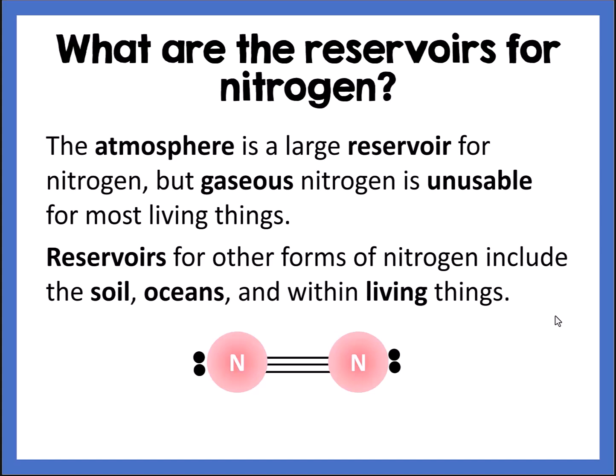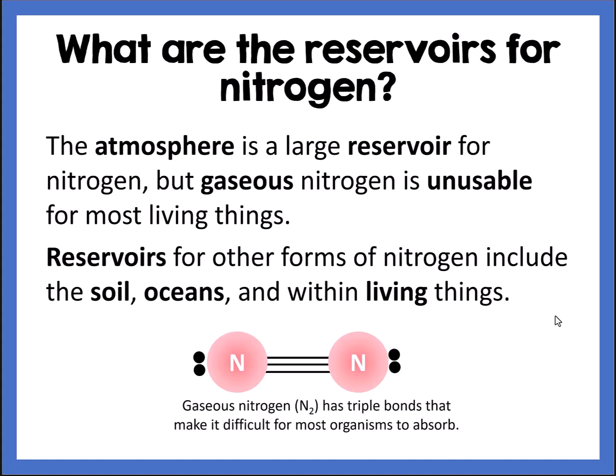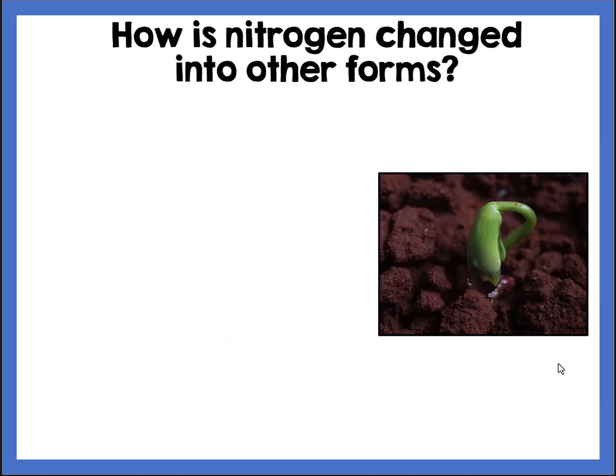So why is the atmosphere, even though it's such a large reservoir, not containing usable nitrogen? Well, if you remember, gaseous nitrogen is N2, and it has triple bonds that make it difficult for most organisms to absorb. So organisms would need to break these 3 bonds in order to use the nitrogen and combine it into a different compound, which requires a lot of energy. And so that's not the best form of nitrogen for most organisms to use.